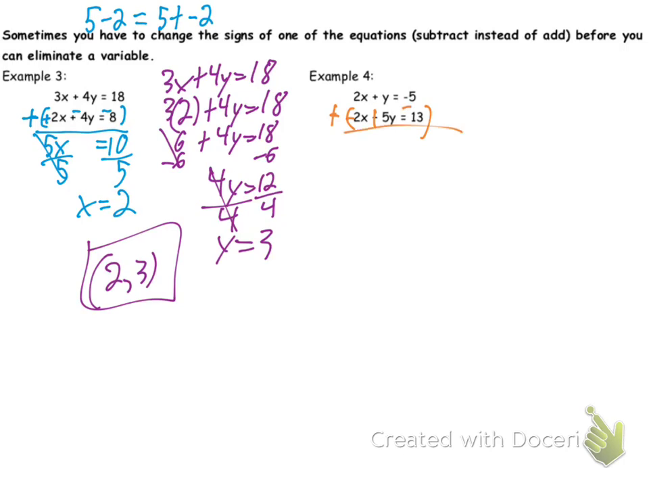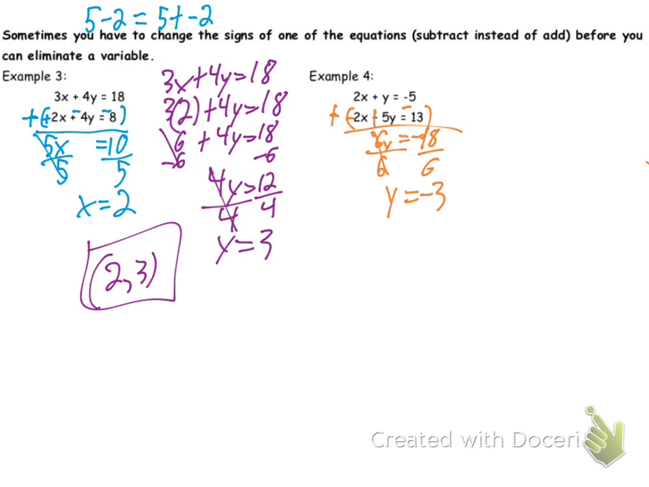I appreciate that. So 2x plus a negative 2x, that's what, guys? 0, right? No x. What's y plus 5y? 6y. And what's negative 5 plus negative 13? Negative 18. Divided by 6. Y is equal to what? Y is equal to 3. Negative 3.